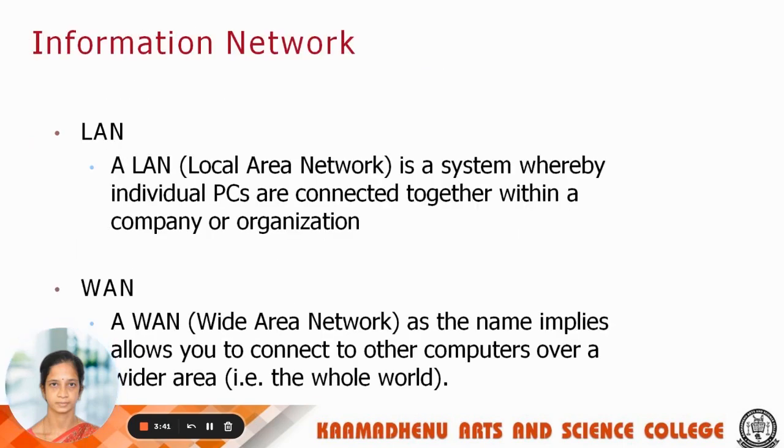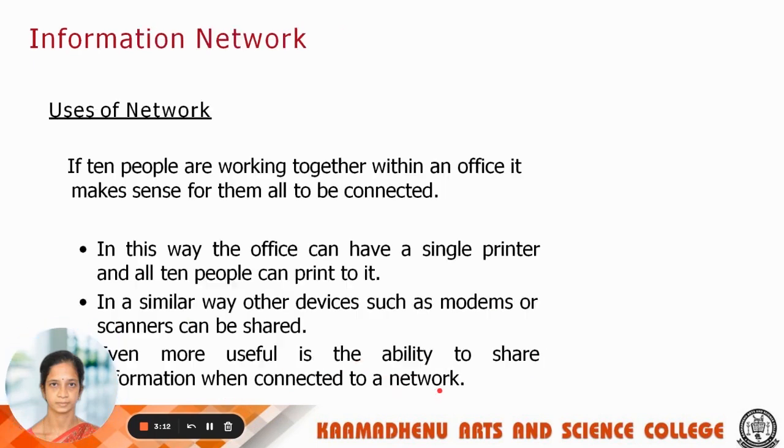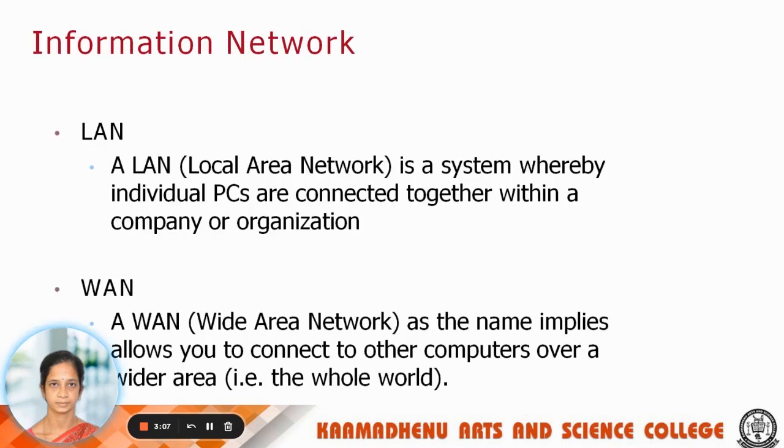Information on networks: LAN. LAN means local area network, a system where individual PCs are connected within a computer organization. A LAN is connected over a short distance, just a few meters. A WAN is a wide area network, which as the name implies allows you to connect one computer to another across a wide area, that is, the whole world. There are some other types of network as well, such as MAN.